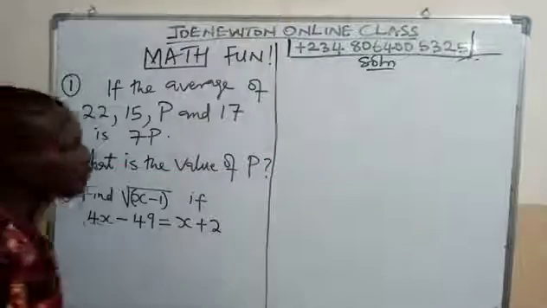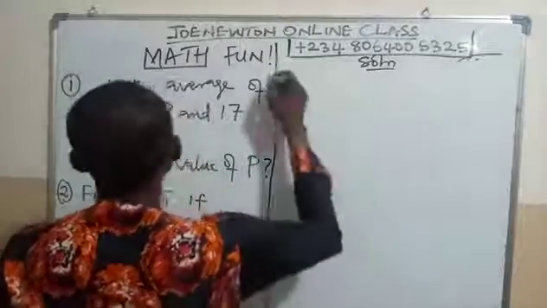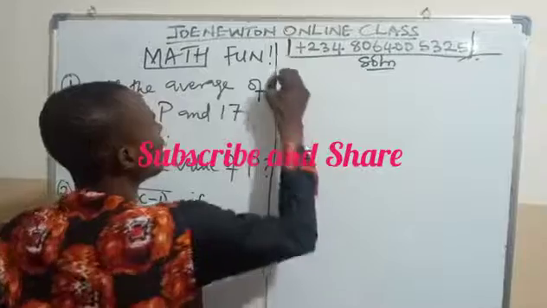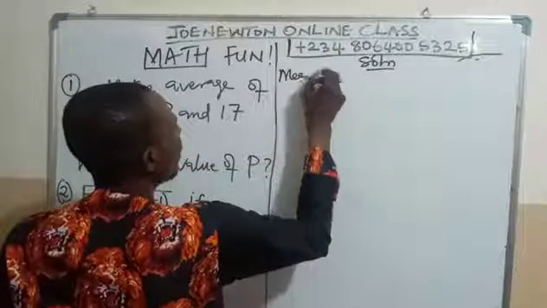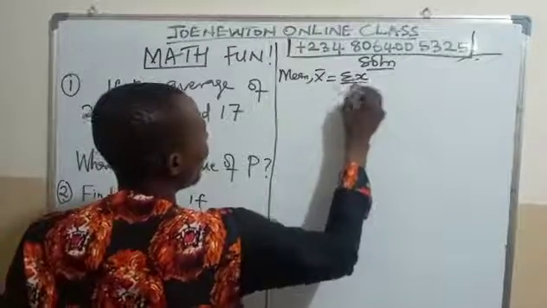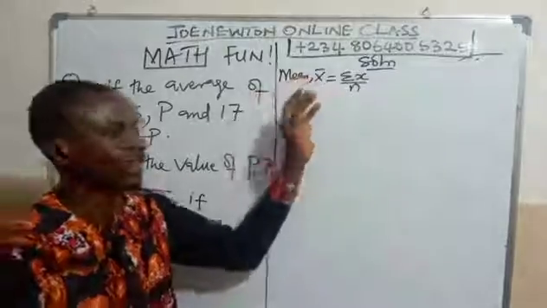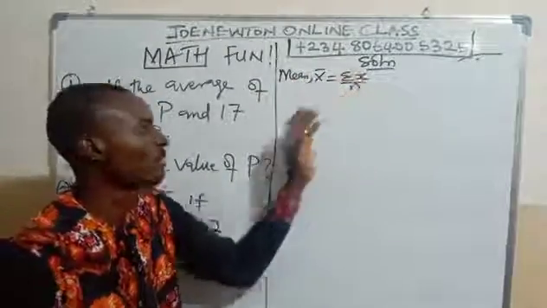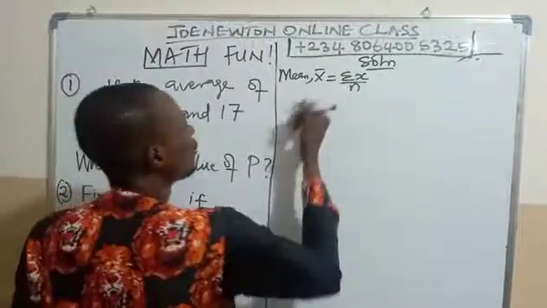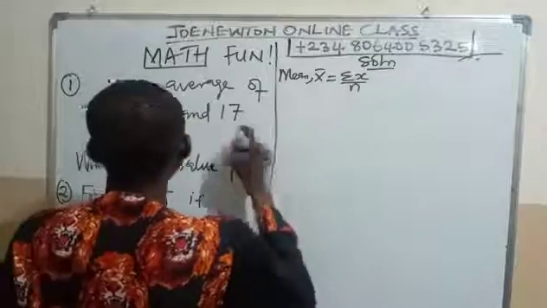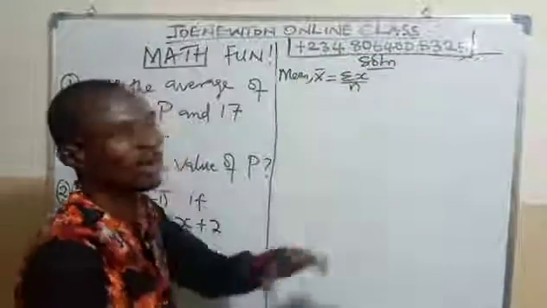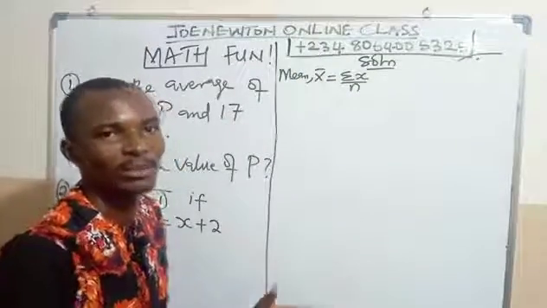Very simple. Quickly, what we need to do is this. Average, of course, is always the simple mean, which is sigma x over n. Mean, which is bar x, that is arithmetic mean, is equal to sigma x over n, because there is no frequency. The frequency is just 1, so it's just simple data. Using this now, our mean here is 7p. Summation x means addition of the scores. Then n means the number of occurrences of the items or scores.